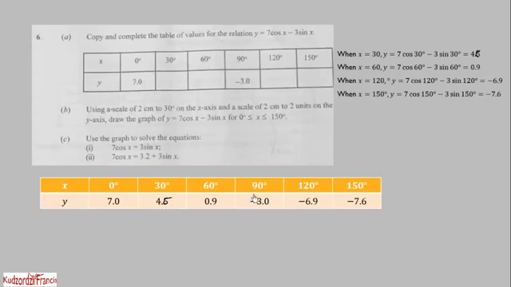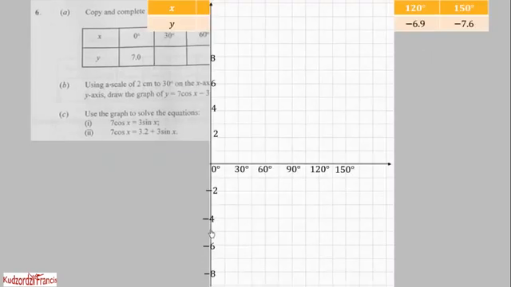So let's plot these points. We get our graph and plot the points. We're asked to use 30 degrees on the horizontal axis. So this is the x-axis and our y is here. You must always label your axis. Then we're also asked to use 2 centimeters to 2 units on the horizontal axis.